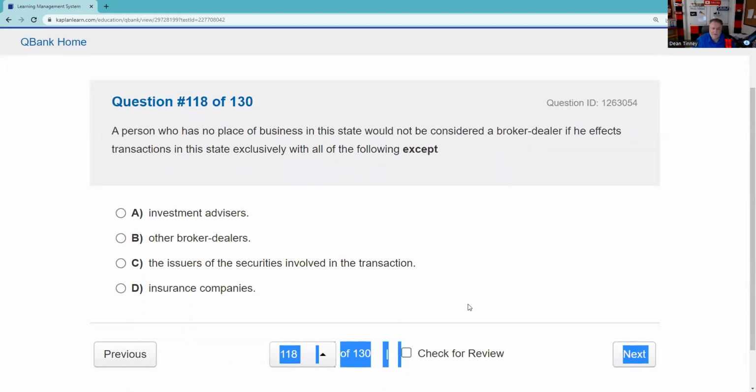No place of business in the state would be considered a broker-dealer if he effects transactions in the state exclusively with all the following except. You've got to be careful on the except questions, right? Would be in the state all the following except. So remember, it's about retail clients.